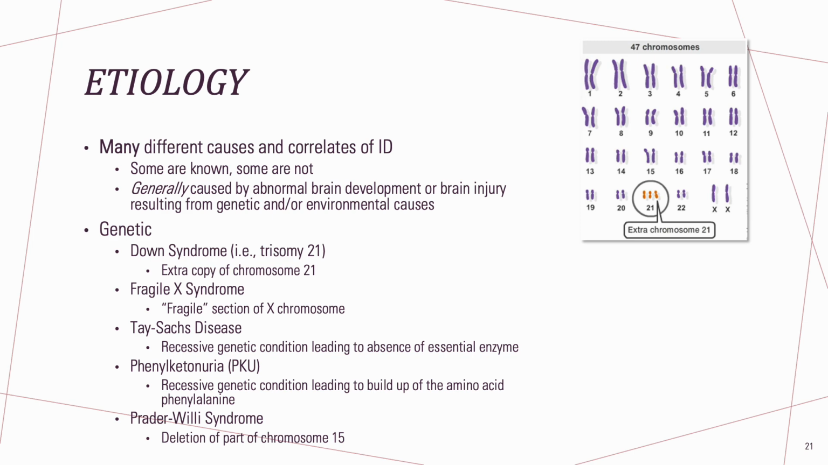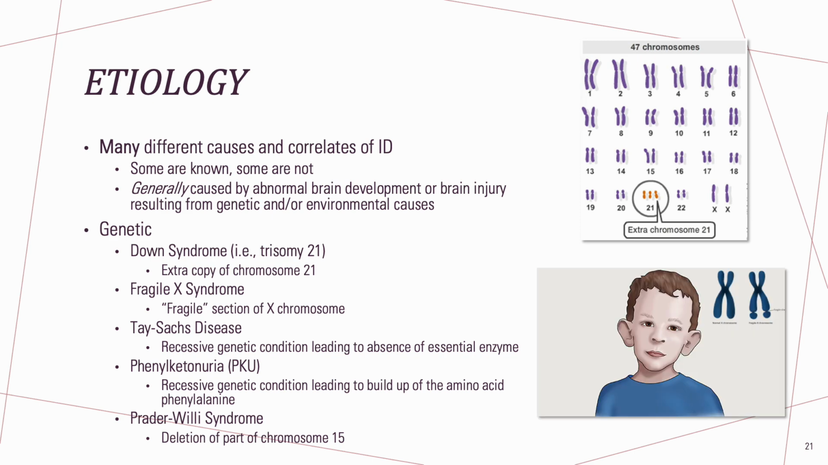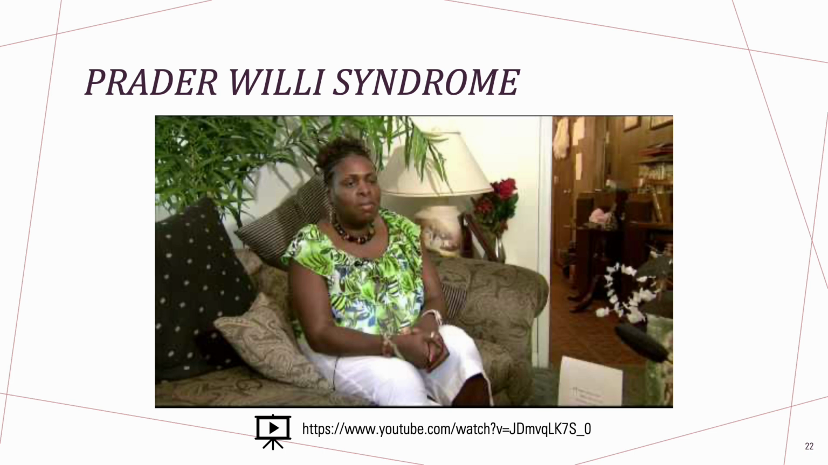So in the first picture on the top right, we have the extra copy of chromosome 21, which is what we see in Down syndrome. And in the second image, we also have an example of what the chromosome looks like for Fragile X syndrome. So you can tell it's a fragile section of the X chromosome. And then here's just a quick video of Prader-Willi syndrome. I think this one's a quick one and interesting if you are not familiar with this particular syndrome. So I would take a look if you have the time.